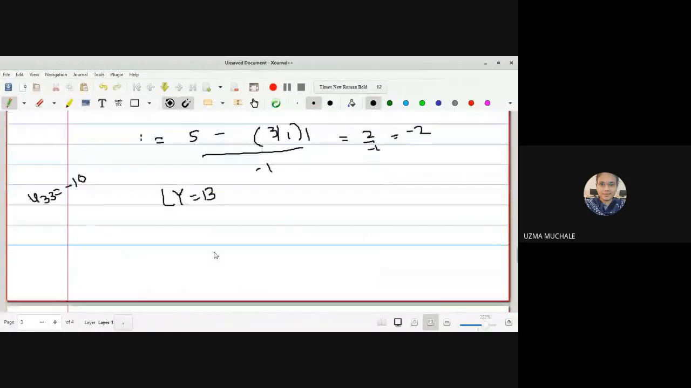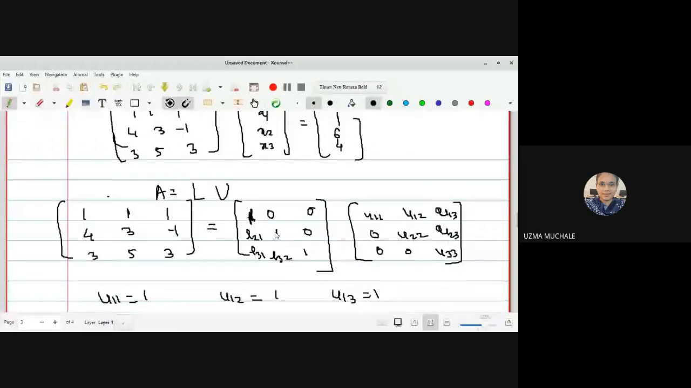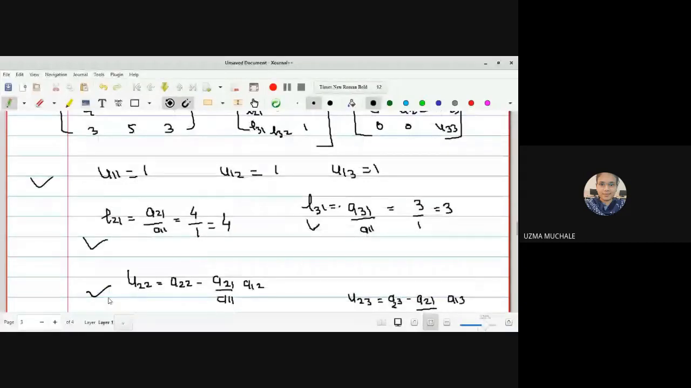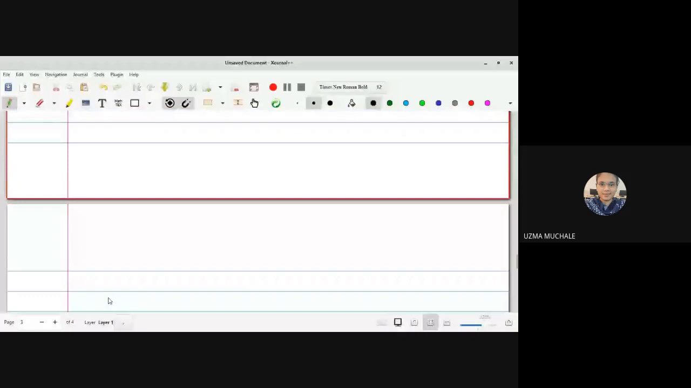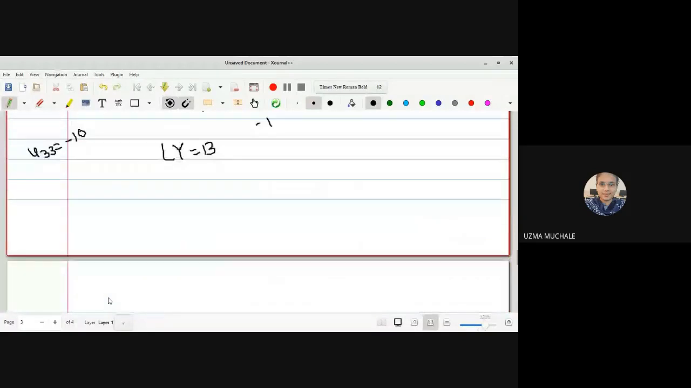Okay, I hope you have found all the values. Let me check what values we need: 1, 2, 3, 4, 5, 6, plus 3, 9 values we should get. We have got these 3 values, then 4, 5, 6, and 7, 8, 9. Total 9 values we are getting now. So simply I have to write the values of L here. This is 1, 0, 0.